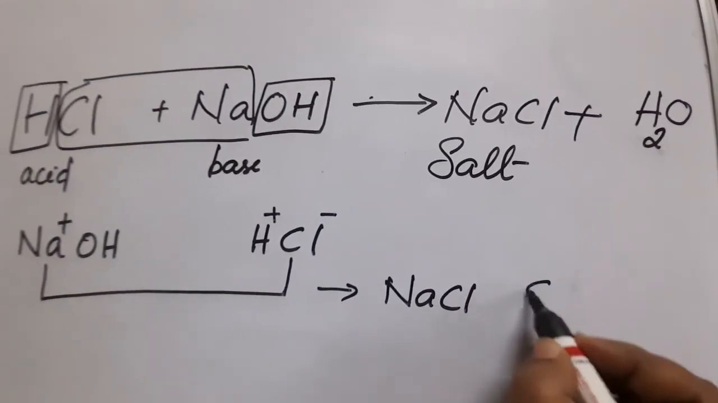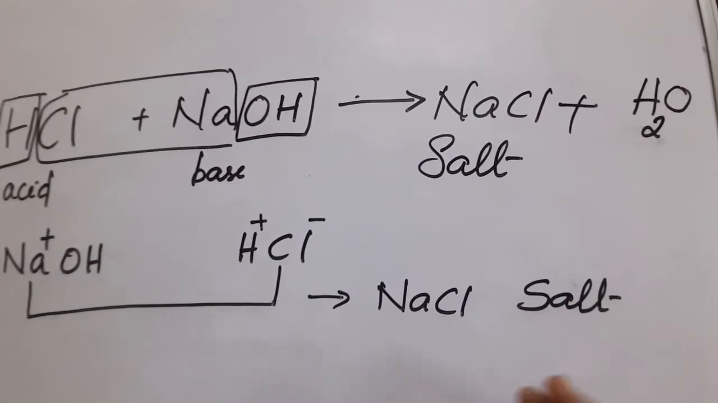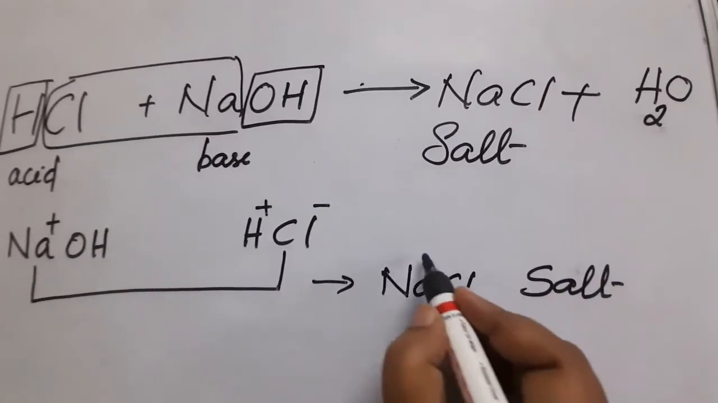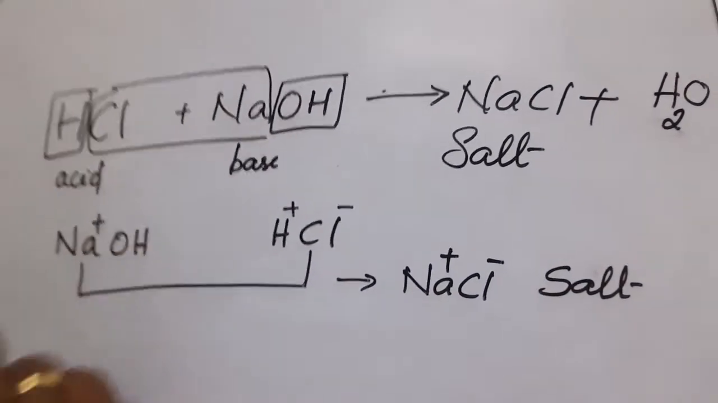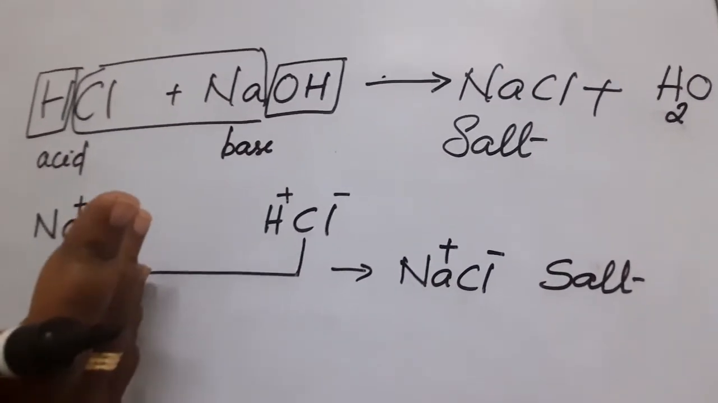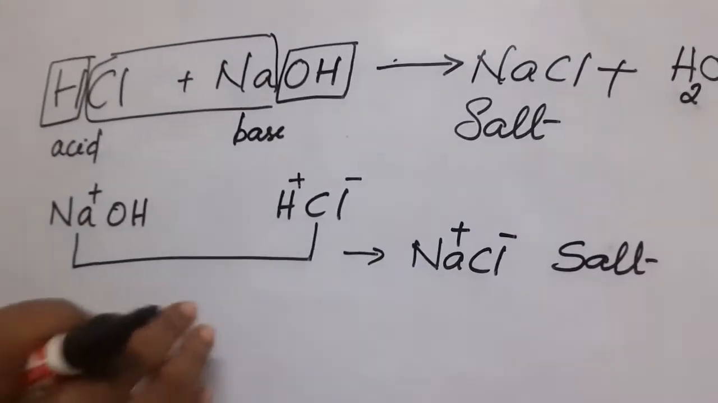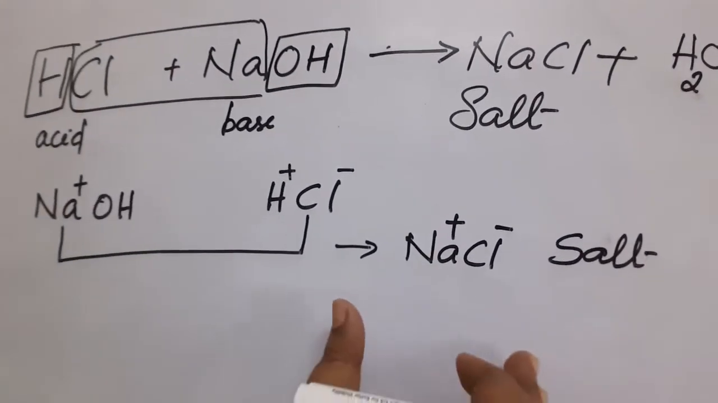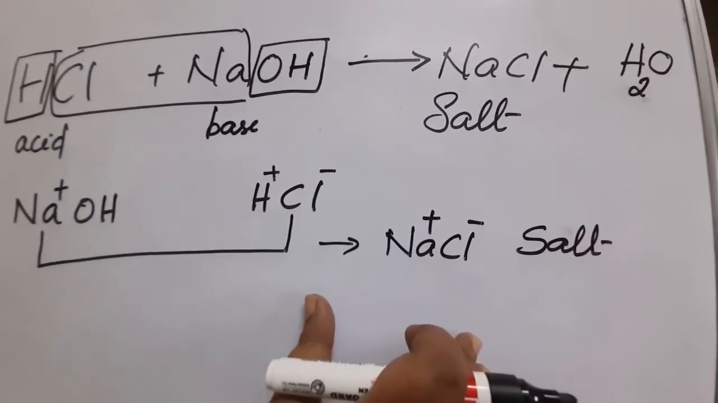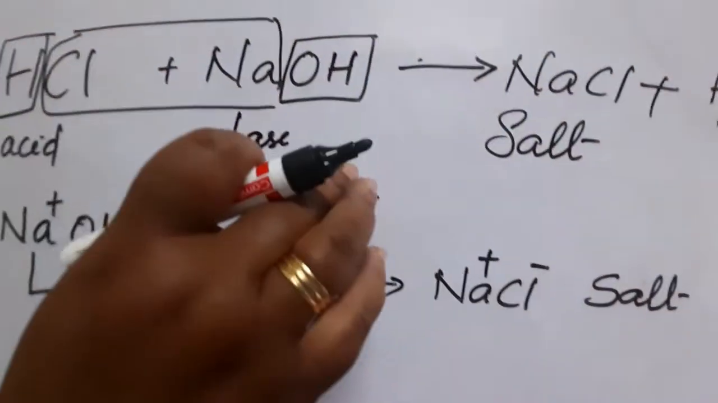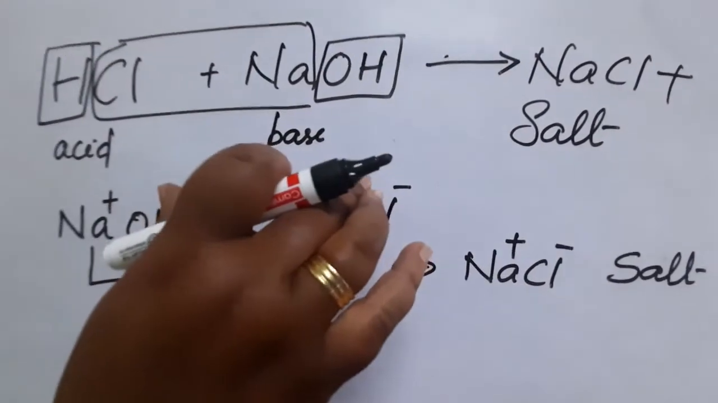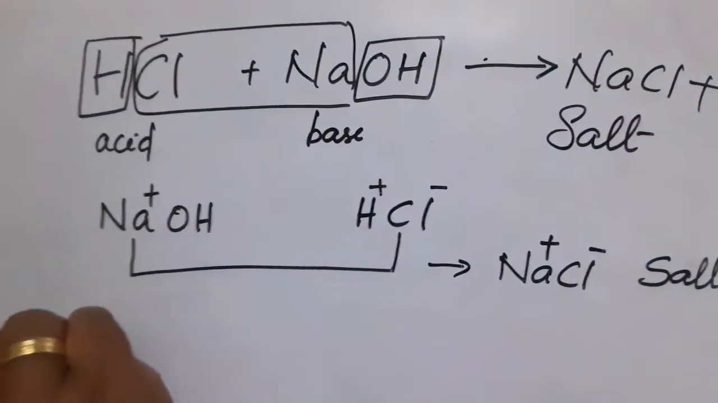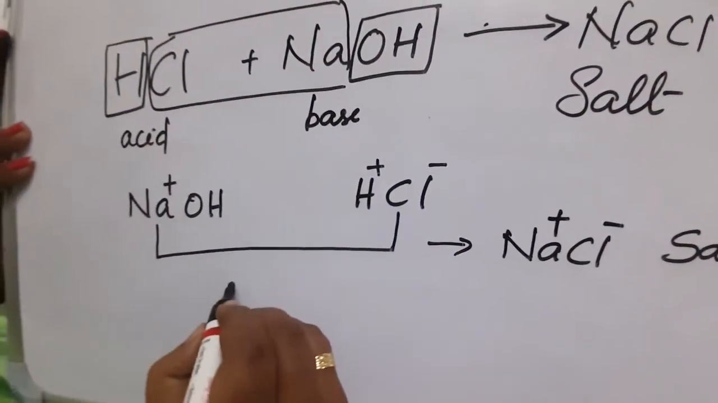So this is a salt, I told you. A salt consists of a positive ion and a negative ion. This is the common salt. Sodium chloride is a salt which is produced by the reaction between an acid and a base. Do you know the name of the reaction? Yes, neutralization reaction.